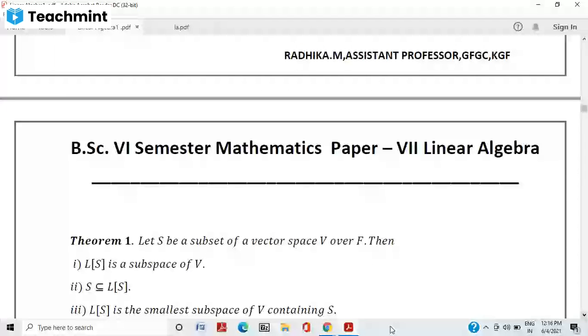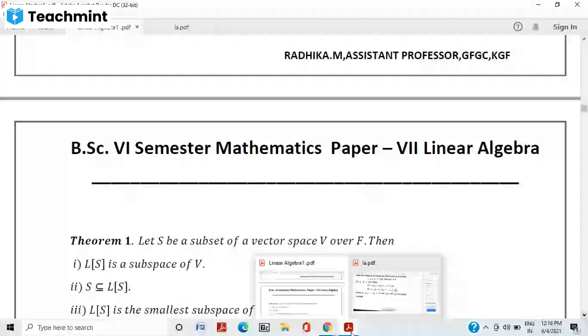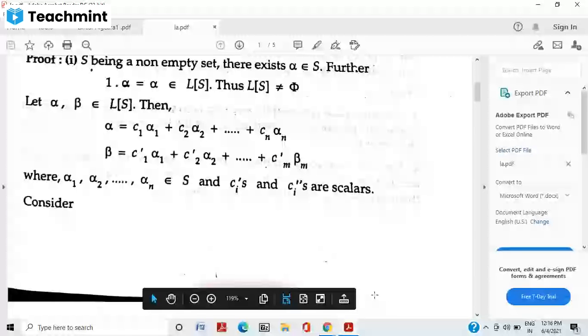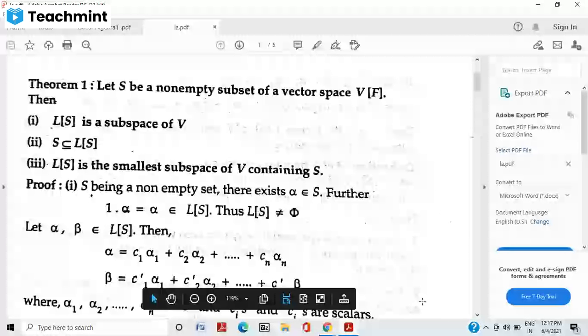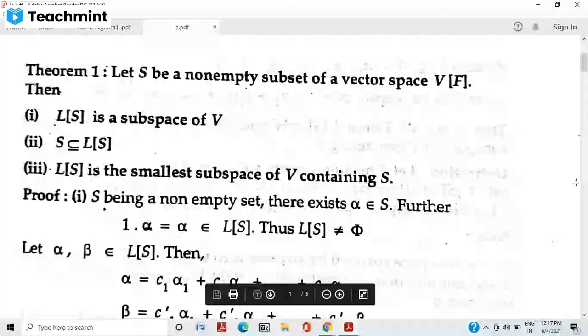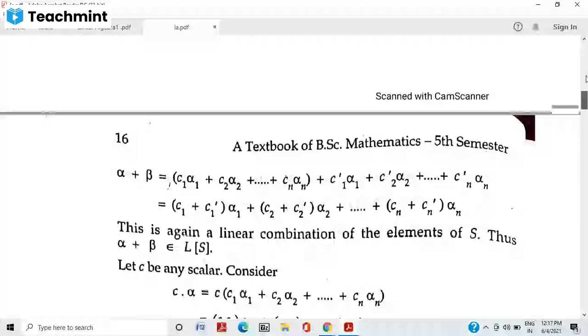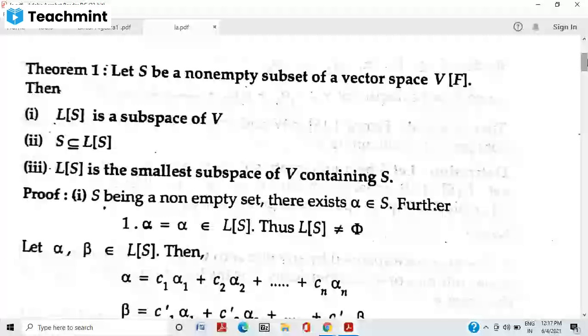Okay, before that, some theorems are there. We will move on to the theorems. Two theorems are there in this. Are you able to see this screen? Okay, can I start these theorems? These two theorems are important theorems, repeated questions. We are moving on to the first theorem.